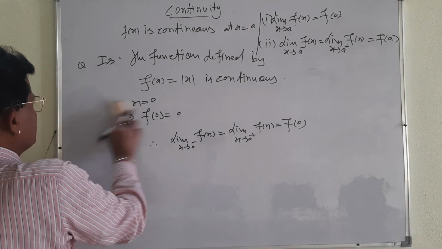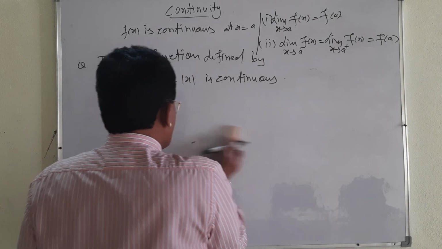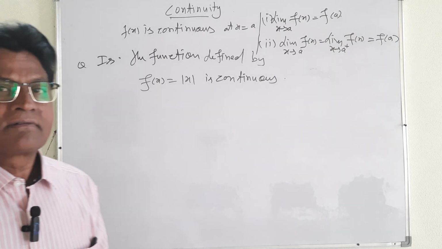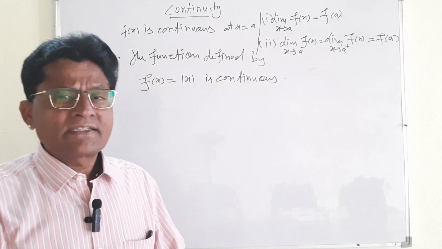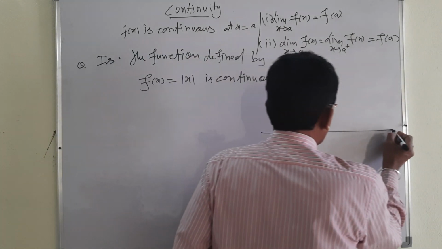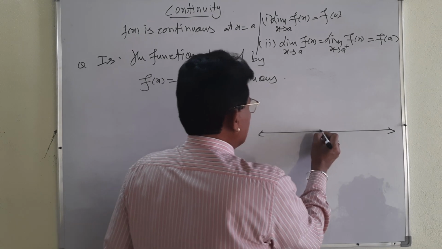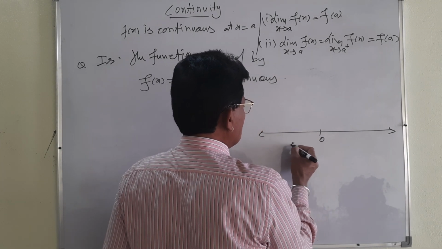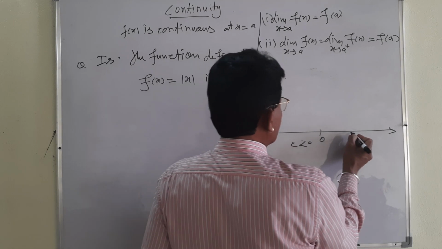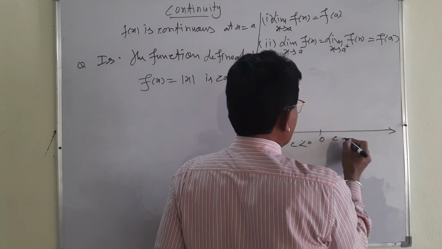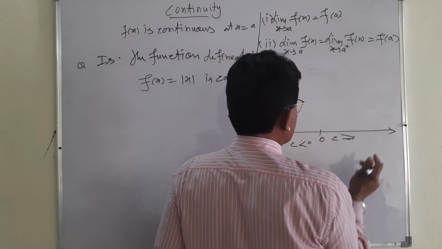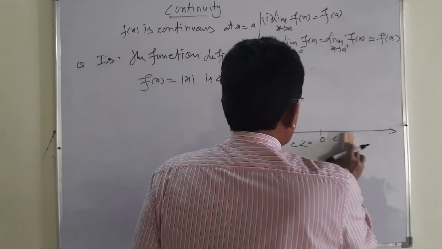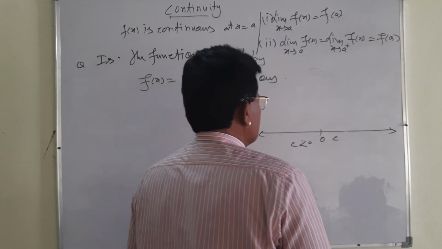This function is continuous. Continuous means you must prove each and every condition. What condition? As I told you just before, you prove each and everything at 0. And suppose it is a point, I am going to take the point C less than 0, and on this side, C will be greater than 0.